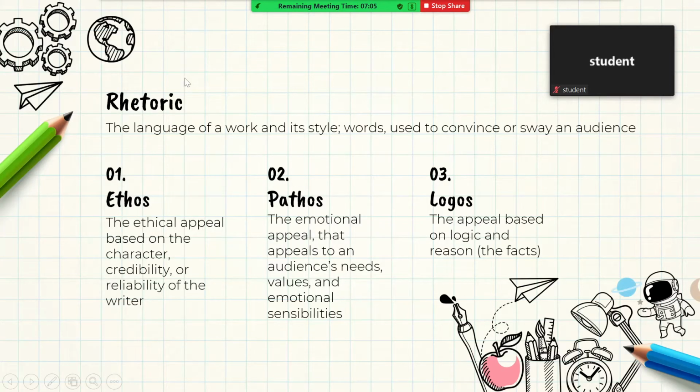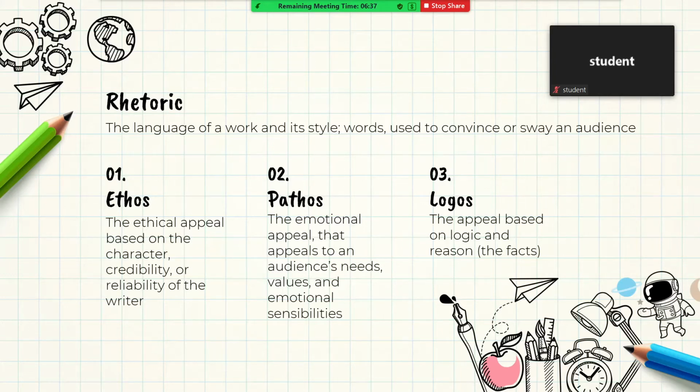Okay, so now we're going to move on to rhetoric. So the language of a work and its style, words used to convince or sway an audience. This is rhetoric. Rhetoric is a huge tool used in a lot of argument style writing. So, under rhetoric, there's a lot of different terms, but for right now, I don't want to overwhelm you guys with those terms, and so we're going to focus primarily on ethos, pathos, and logos.